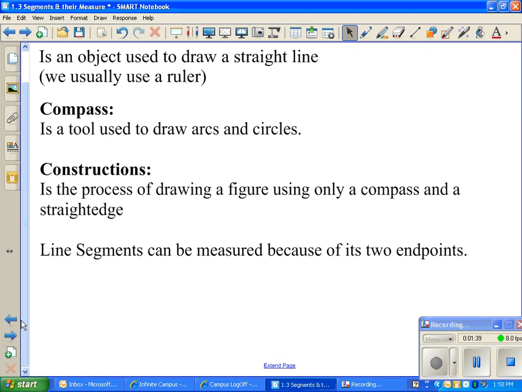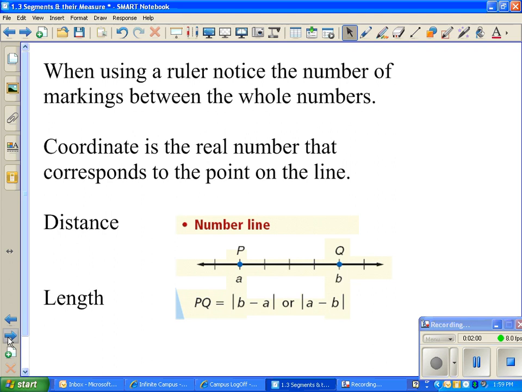Also, we know that line segments can be measured because they have 2 endpoints. Can anybody tell me why we cannot measure lines? Good. They go on forever. Same with rays. All right, but line segments are a piece of a ray or a piece of a line that you can actually measure, find the length of. So that's what we're going to be doing today: finding lengths of different things.